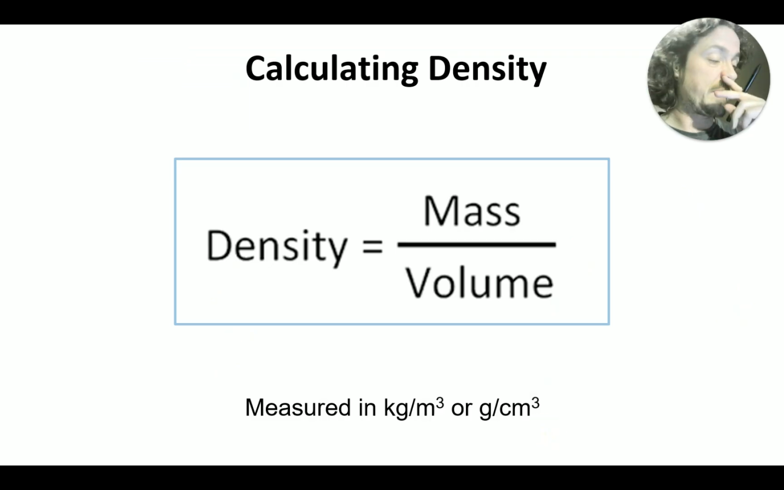Okay, so calculating density. Density is equal to mass divided by volume. And just like I said there, it can be measured in either of those units, either kilograms per meter cubed or grams per centimeter cubed. Just be really careful, look at the question, what are the values of the quantities measured in, use those to guide you as to what unit of measurement you use for density.